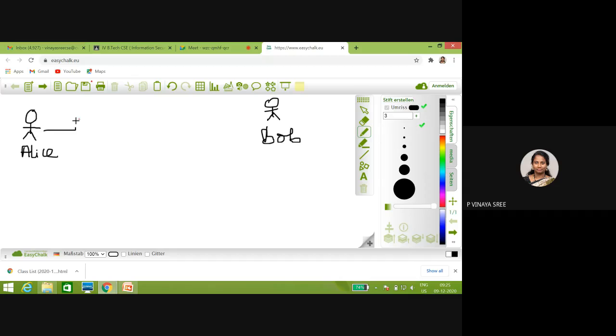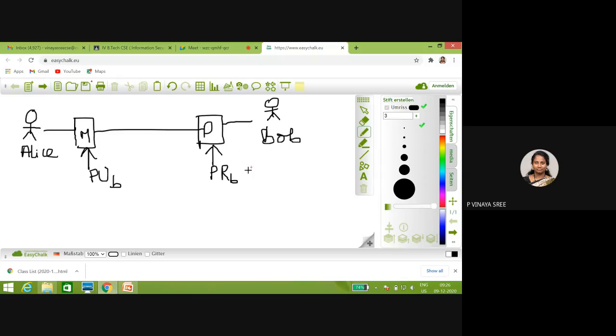So Alice wants to encrypt a message. We encrypt with the public key of the receiver, PU, with the starting letter of the receiver, B. This is the public key of the receiver, and it has to be decrypted with the private key. That's the reason I said to revise once. This is PR, the private key, of the receiver B. So if Alice wants to send any message to Bob, Alice has to know the public key of Bob.